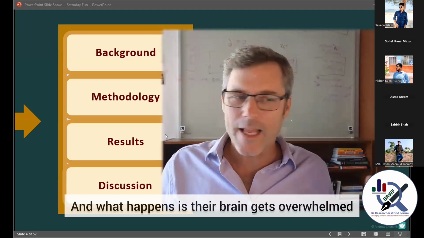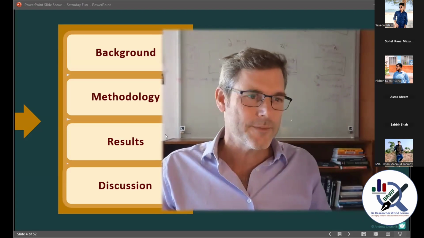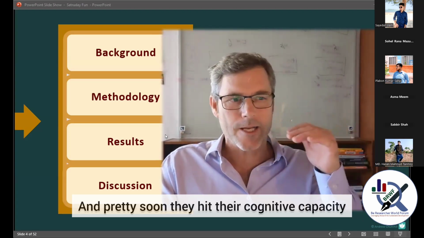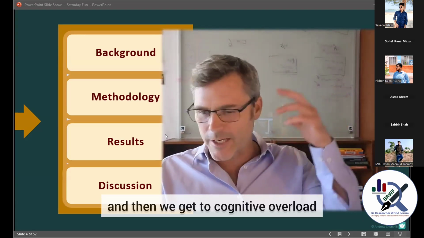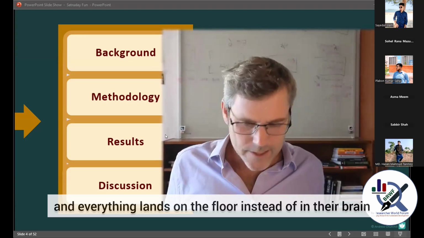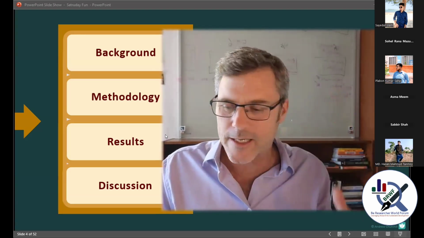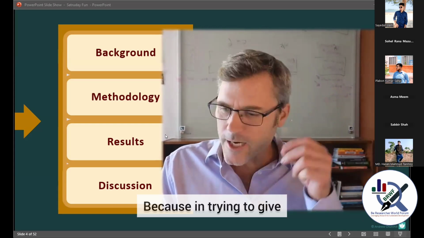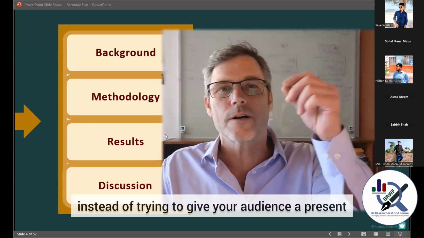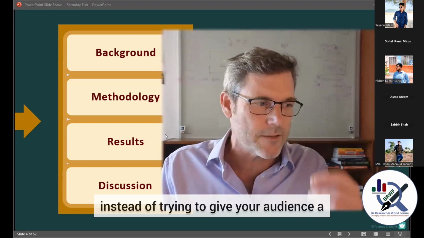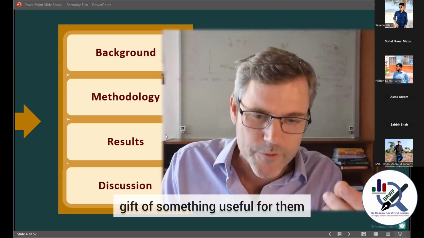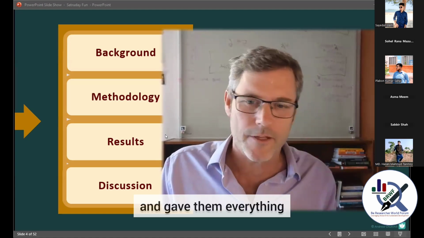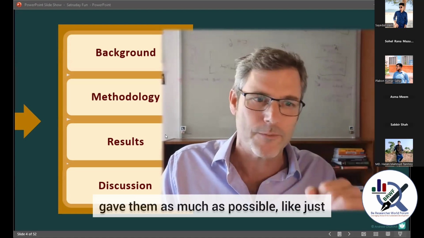And what happens is their brain gets overwhelmed, and pretty soon they hit their cognitive capacity. And then we get to cognitive overload and everything lands on the floor instead of in their brain because you tried to do too much. Instead of giving your audience a present, a gift of something useful for them, you tried to show how smart you were and gave them as much as possible.